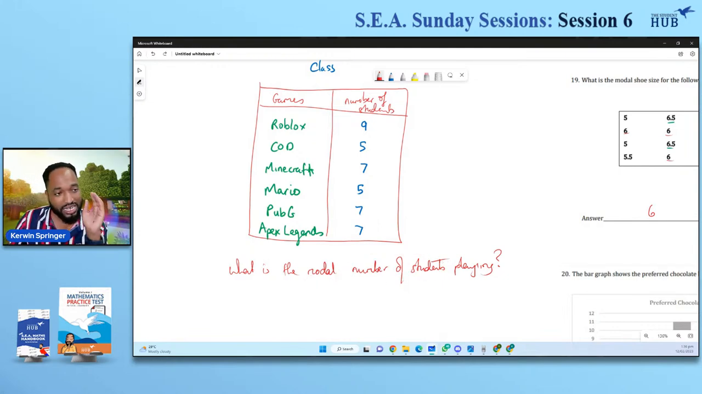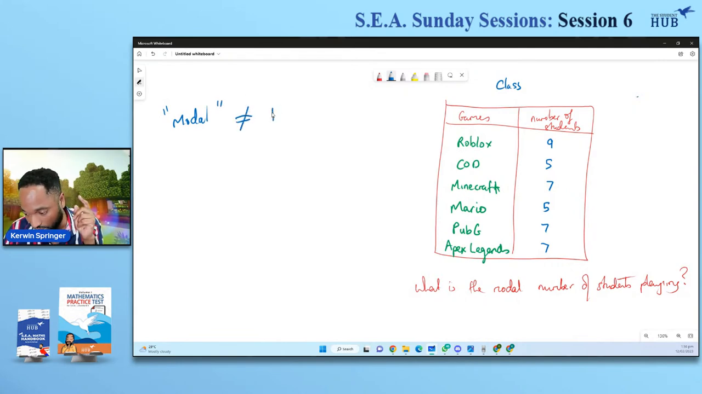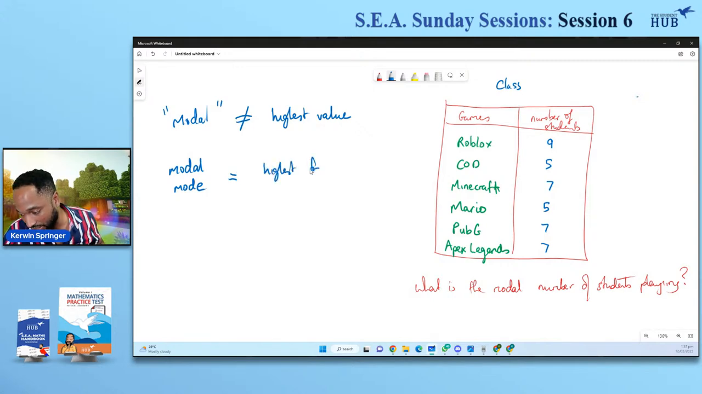And modal, write this down, because a lot of people think mode means this. Modal never means highest value. So if you heard that anywhere before, that's not true. Do you know what modal means? Modal or mode could only mean highest frequency, not highest value, or most occurring. So if you're seeing the word modal popping up, you can replace it with most occurring. Modal doesn't mean the highest actual value. It means the highest actual frequency.